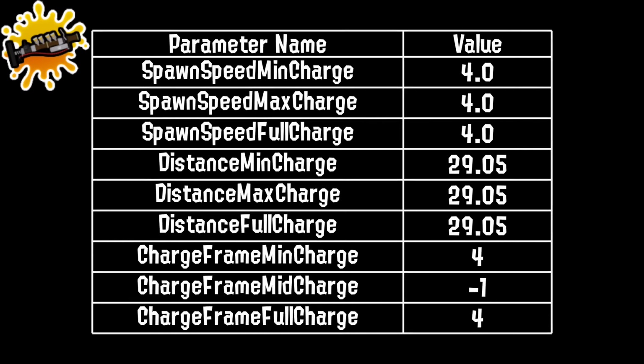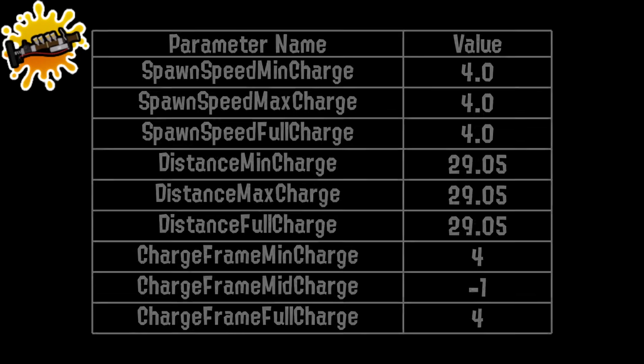Forgot about the Grizzco Charger. There's a few unique things about it, mainly that it's the only charger that doesn't take 8 frames to reach minimum charge, instead taking 4 frames. Additionally, it reaches full charge at 4 frames too, which means that partial charges don't exist on this weapon, even if you run out of ink.